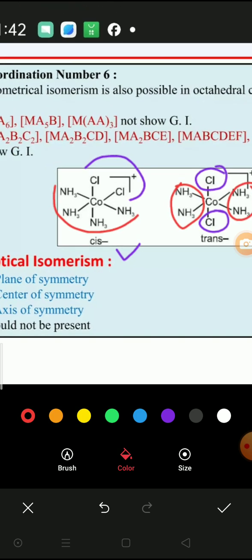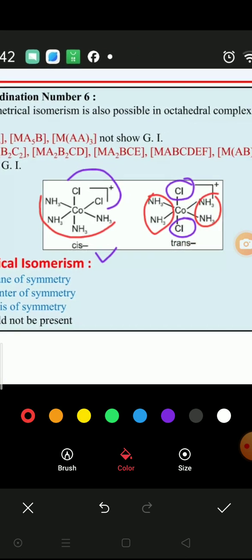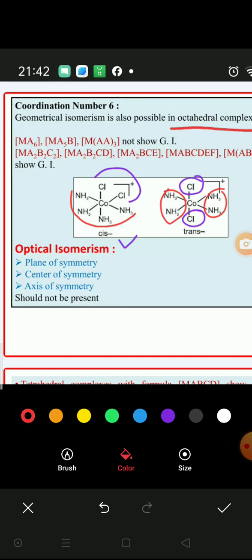So, the geometry in case of the compounds having coordination number 6 is octahedral. These are octahedral complexes. So, children, today we have taken geometrical isomers, classification of isomerism and the definition of isomer. I hope the topic is clear to you.